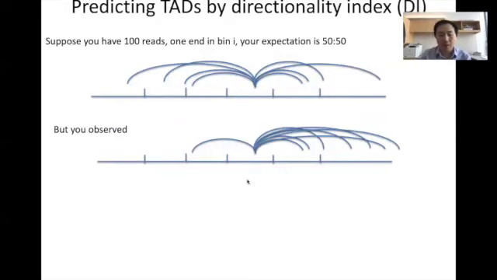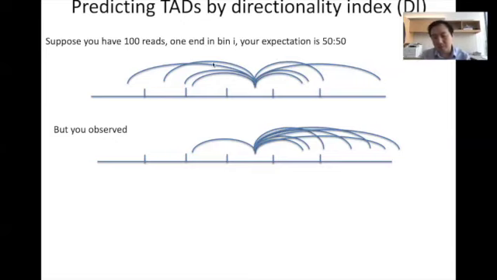Okay, so this is what we call a directionality index. I think it's part of your homework. All right. Because we cut the human genome into different bins of equal size, suppose you have 100 reads, because we are talking about paired reads. By expectation, if this is one end of the reads, this is a bin, you expect the other side of the reads, half of them will go upstream, half of them will go downstream. So roughly your expectation will be 50-50, right?